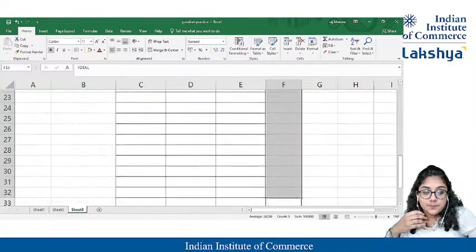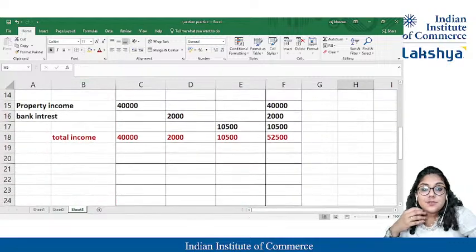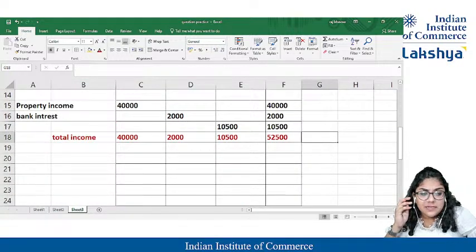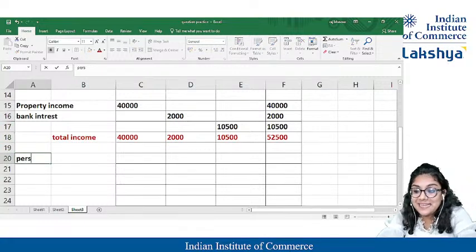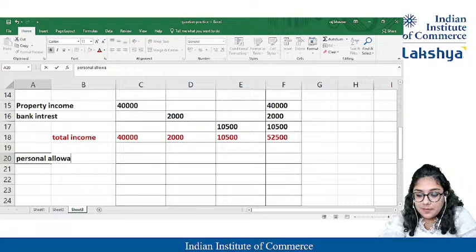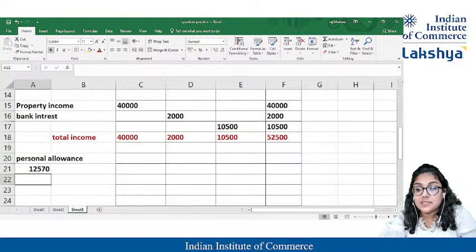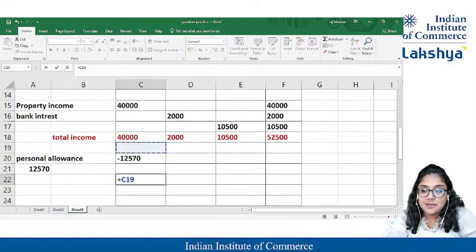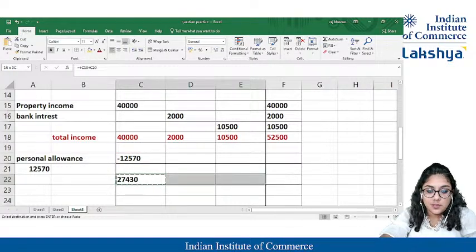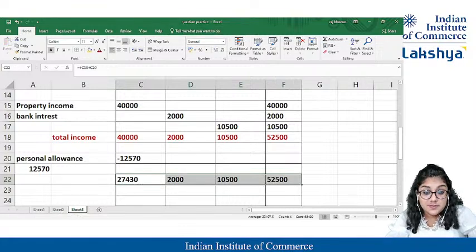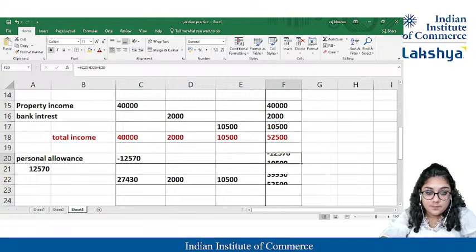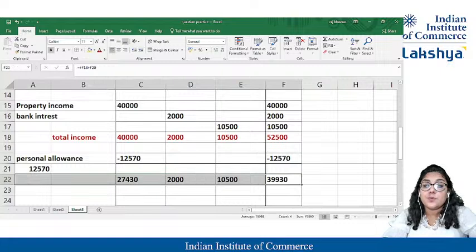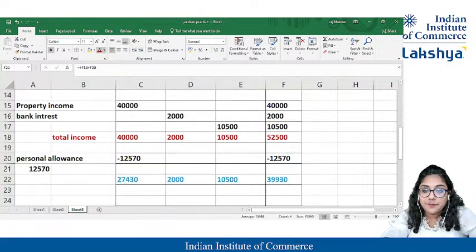Students, is it more than 1 lakh? No, ma'am. Then the personal allowance. What is the personal allowance? Always read 12,570. First, adjust against what? Non-savings. Let's adjust against non-savings. Then if I take the difference and make up the total, this is what it is.